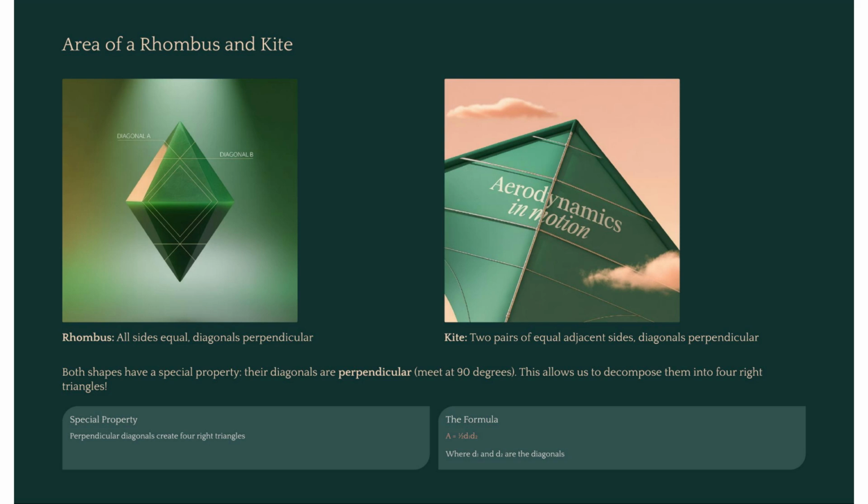right angle. We can use the formula area equals half times diagonal 1 times diagonal 2. This is because both shapes can be cut into 4 right triangles, and the whole shape is half the area of the rectangle that surrounds it.